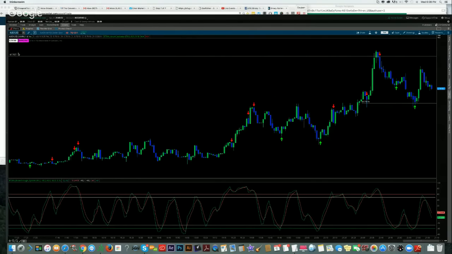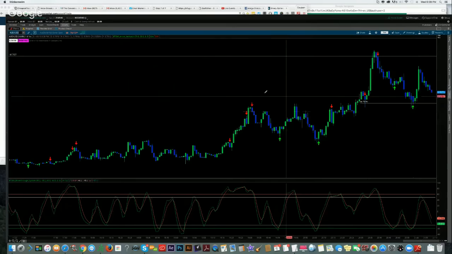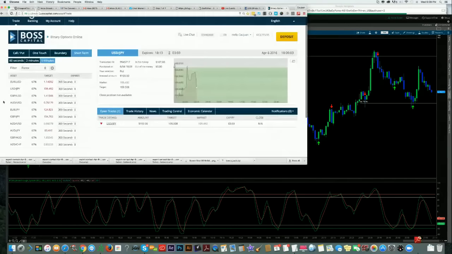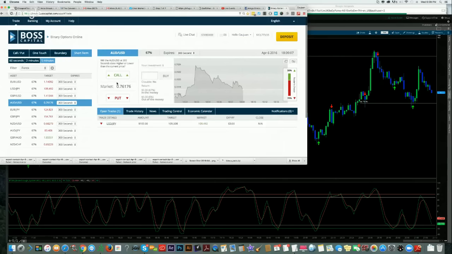Looks like we're back ranging over here. That's what we want to see. That's exactly what I want to see. AUD USD for a call. Go set up on that. Got a little ways to go.